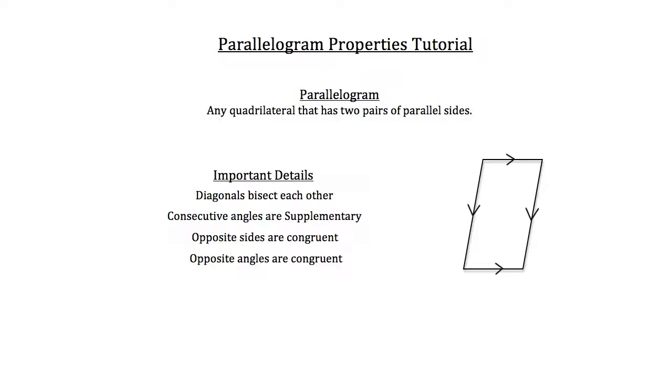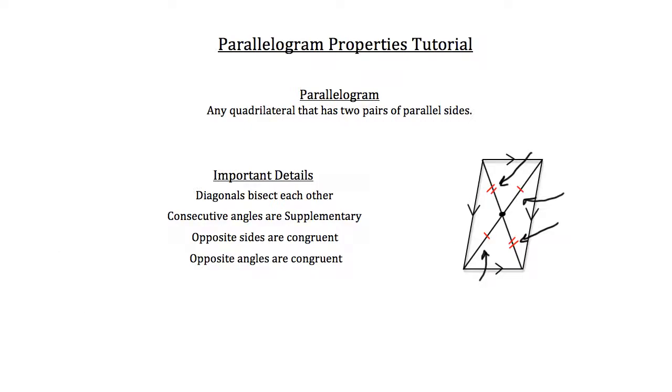First is that their diagonals bisect each other. So what I mean is this. When we say diagonals bisect each other, that means that each diagonal is cut into two congruent parts. For example, this diagonal is bisected right here in the center, and it's cut into two congruent pieces, and so is the other diagonal. It doesn't mean that those diagonals are congruent to each other, just that they're cut into two equal halves.